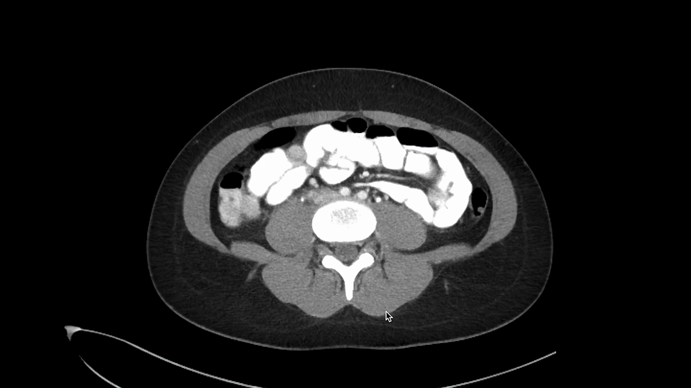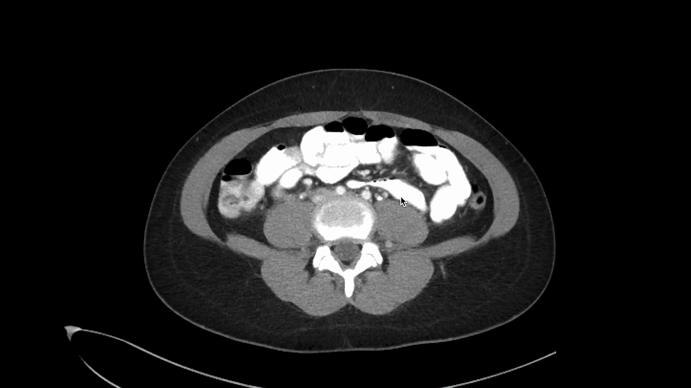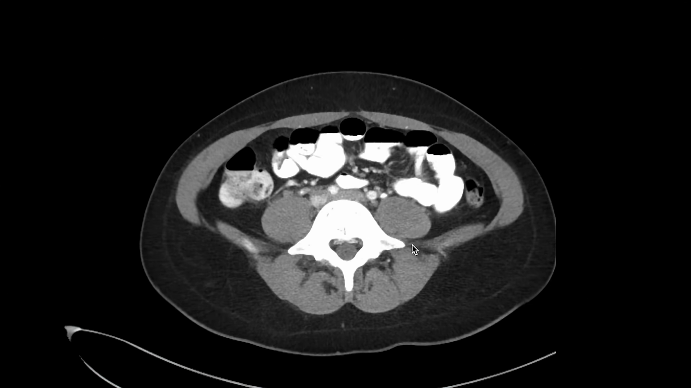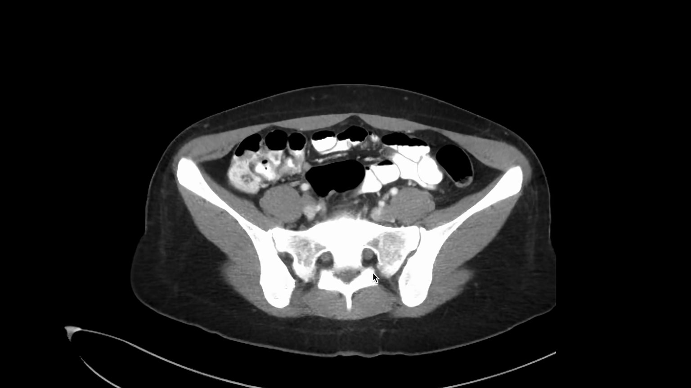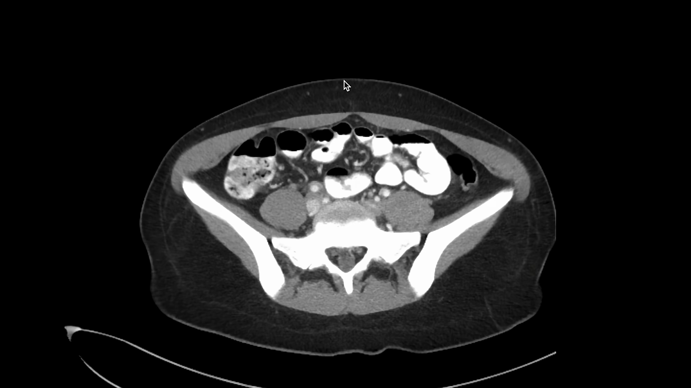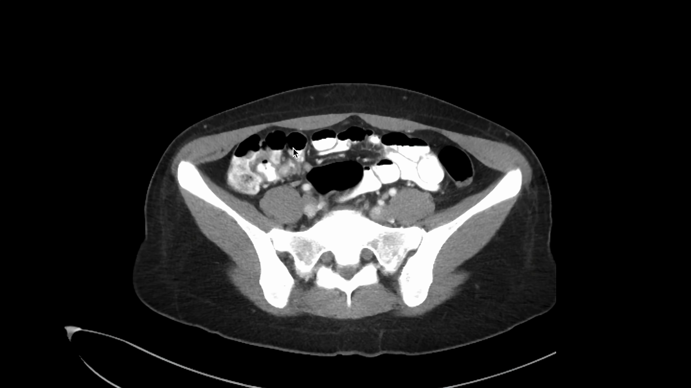But if we were to follow all these, we would see that they would connect to these loops here that are more filled with contrast and have a tendency to be closer to the right lower quadrant. And these are ileal loops. And the ileal loops, if we continue to follow them, so this is one of the more distal ileal loops. If I follow it inferiorly here, we'll eventually come to the terminal ileum here and then drain into the cecum, which is part of the colon or large bowel.